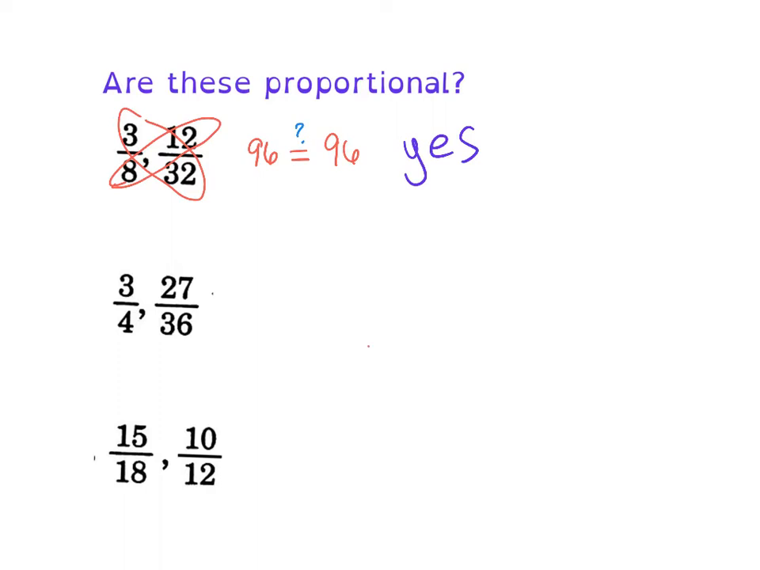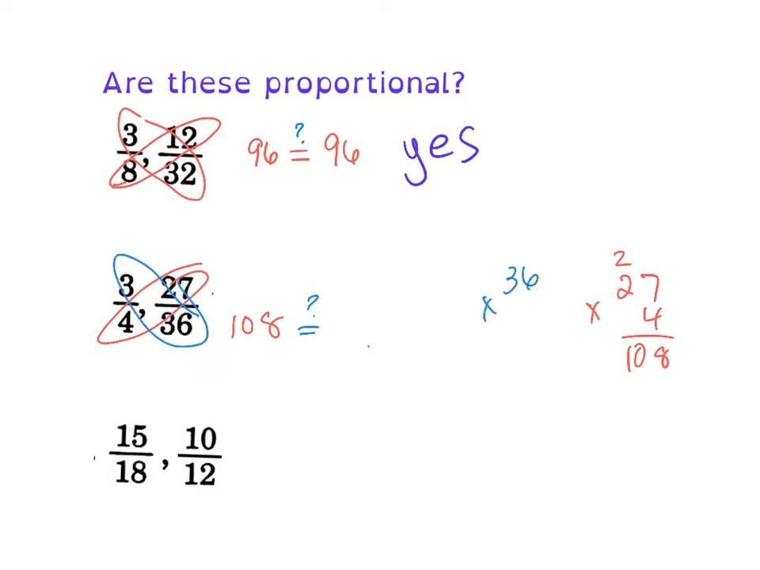The next one, 4 times 27. Well, let's see. 27 times 4. 7 times 4 is 28. Carry the 2. 4 times 2 is 8 plus 2 is 10. That gives me 108. I want to know if it's equal to 3 times 36. 36 times 3. 6 times 3 is 18. Carry the 1. 3 times 3 is 9 plus 1 is 10. It is. So, yes.